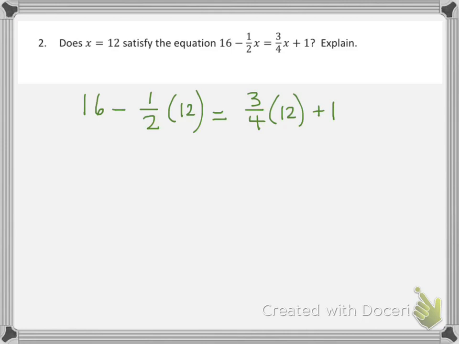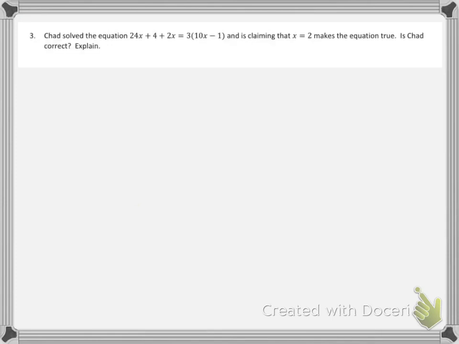All right, the multiplication is first. So we get 16 minus 1/2 times 12. Well, that's 12 halves, and 12 divided by 2 is 6. Is equal to 3 times 12 is 36, and 36 divided by 4 is 9. Plus 1. 16 minus 6 is 10 on the left side, and on the right side, 9 plus 1 is 10. 10 equals 10 is true, so x equals 12 does satisfy the equation. It's a solution.